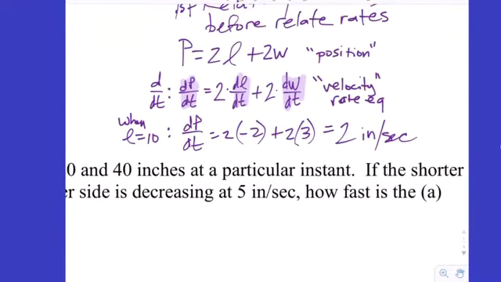Now we can even write a sentence, right? Like the conclusion sentence, remember those? Referencing the moment in time first. We could say, when the length of the rectangle is 10 inches, comma, the perimeter is what? Increasing, because it's a positive number, by 2 inches per second. There you go. When the length of the rectangle is 10 inches, comma, the perimeter is increasing by 2 inches per second. Excellent.